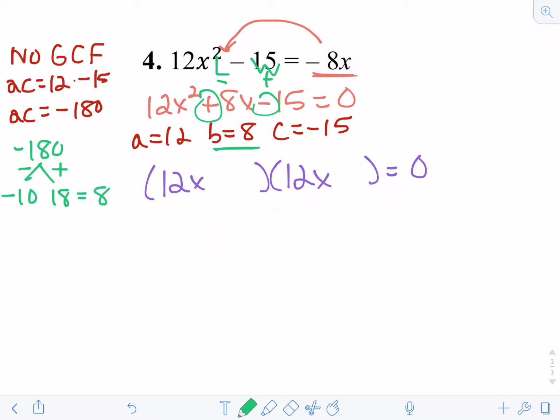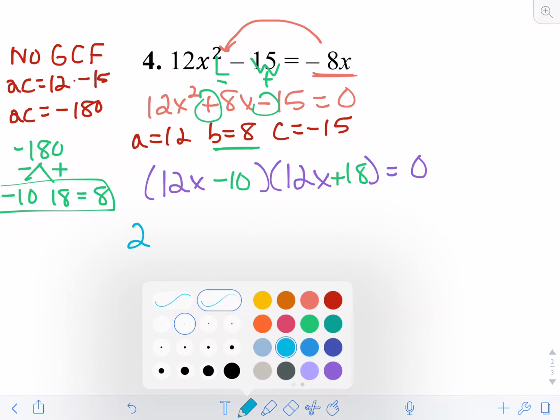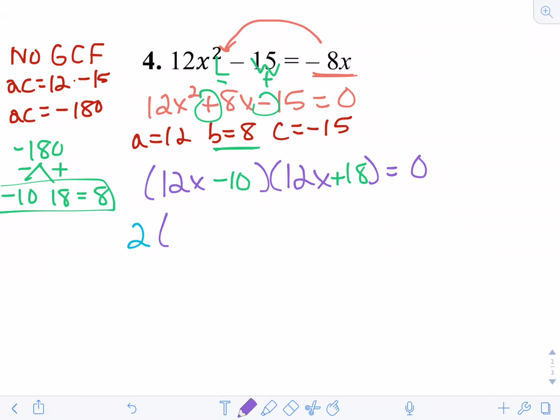That gives you your positive 8. So these are the numbers you want to use. So minus 10 plus 18. Pull out any greatest common factor. So the 12x minus 10, I can pull out a 2. So that will leave me with a 6x minus 5.